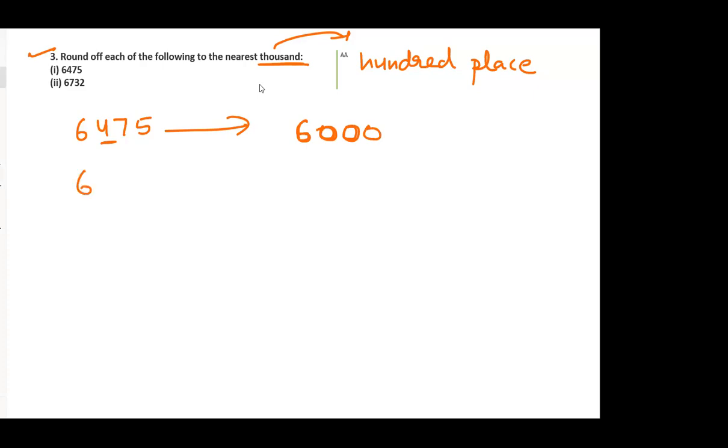Now next question is 6732. So now underline 7, make this 20, this 30, and 7 is more than 5. So first of all, make this 70 and add 1 in 6. So 6 plus 1 is 7. So 7000 is your answer.